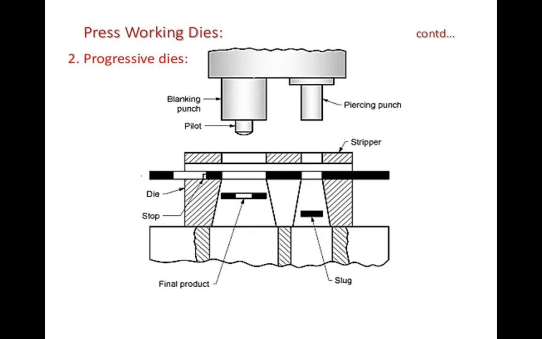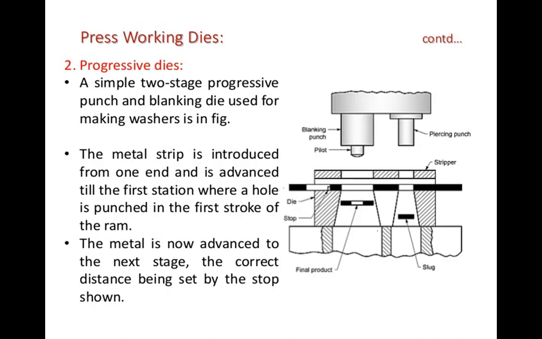So this is the block diagram of progressive die. This is the blanking punch. This is the piercing punch. This is the die. These are the stoppers. This is the useful final product, and this is the part or work material. This punch will move in downward direction. It pierces the holes in this part. So this is the blanking operation, and this punch will carry out the piercing operation. So this is the slug or scrap, and this is the final product. So this is the working of progressive dies.